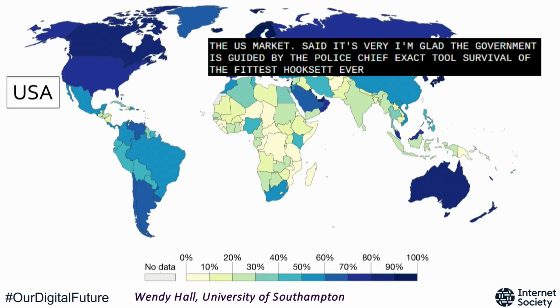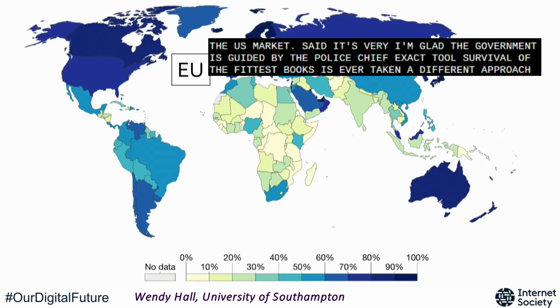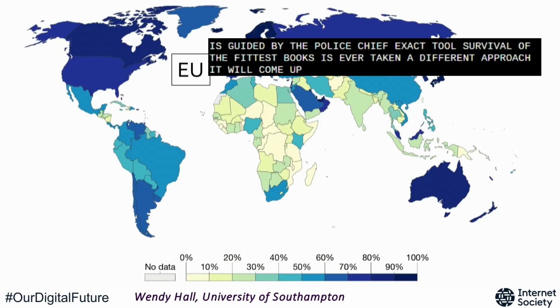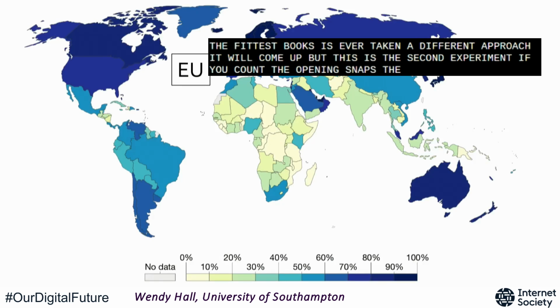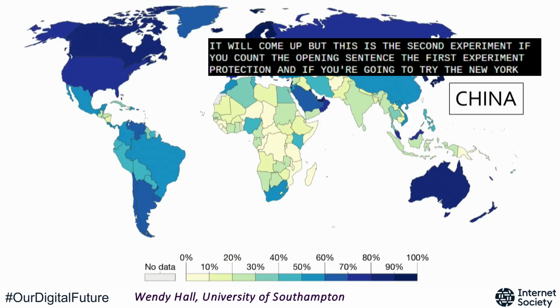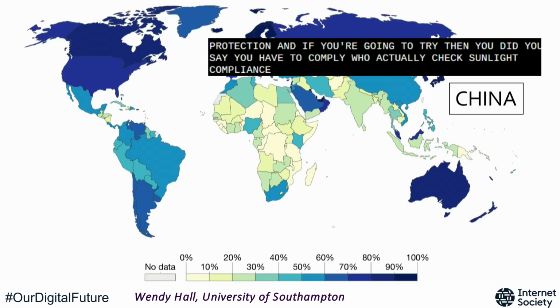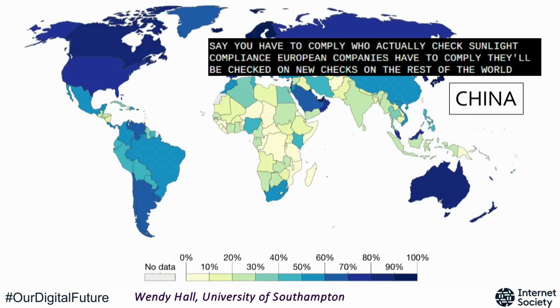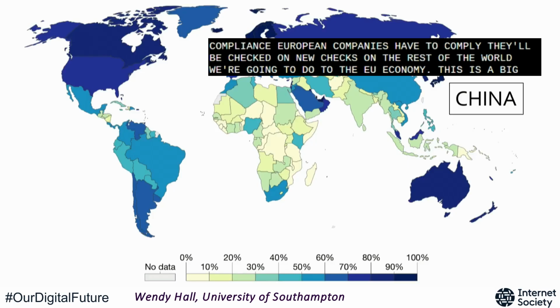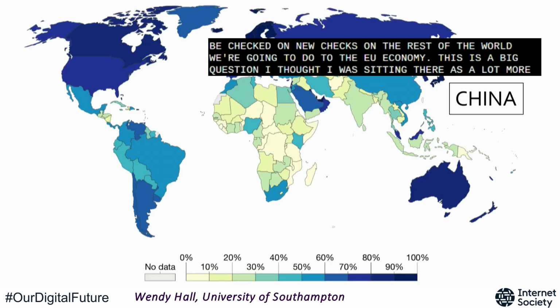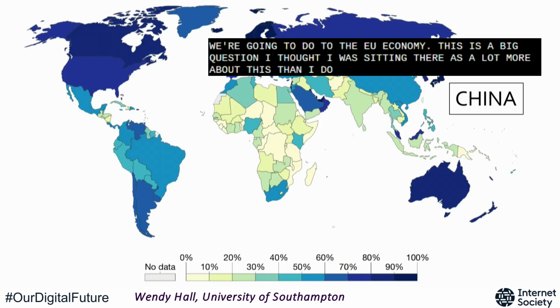Now, Europe has taken a different approach. Europe's gone for data protection in a big way. This is the second experiment, or third if you count the open internet as the first experiment. If you're going to trade in Europe digitally, you have to comply. Who actually checks on that compliance? European companies have to comply and will be checked on. Who checks on the rest of the world? It's laudable what's happening with GDPR, but what's that going to do to the EU economy? This is a big question, and I know sitting there, Doug Searles knows a lot more about this than I do.